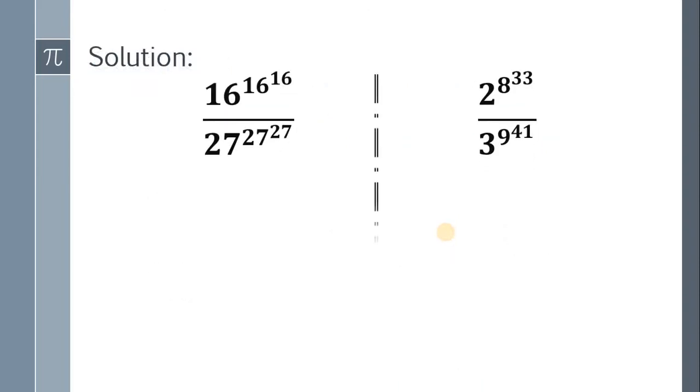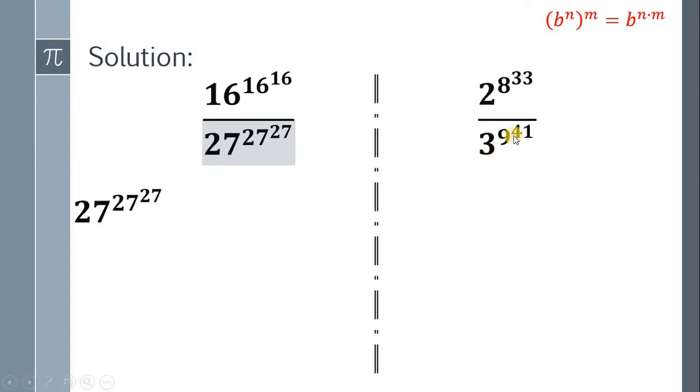First thing to do is to compare these two fractions. To do that, we need to simplify this fraction on the left-hand side. So let's start with the denominator. So we have 27 raised to 27 raised to 27. Now, using some laws of exponent, if we have b raised to n raised to the power of m, it is equal to b raised to n times m.